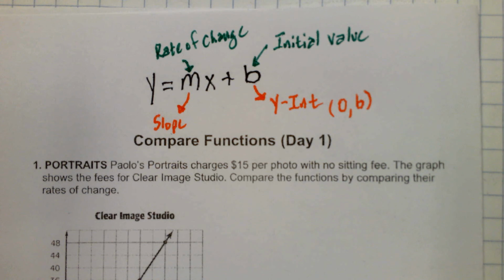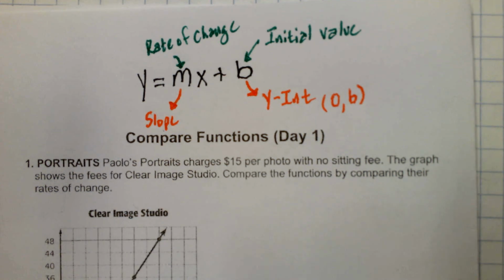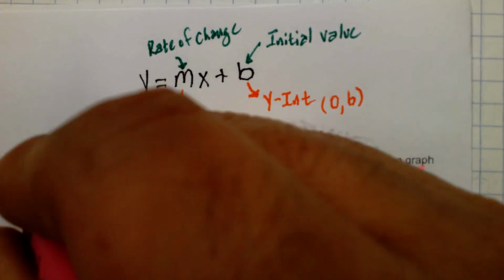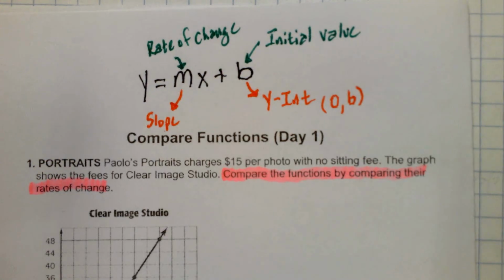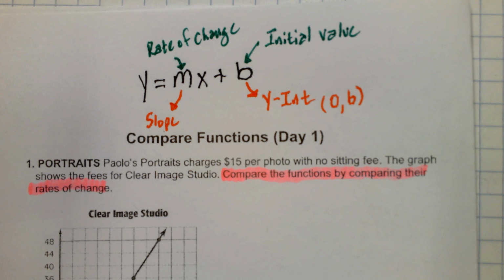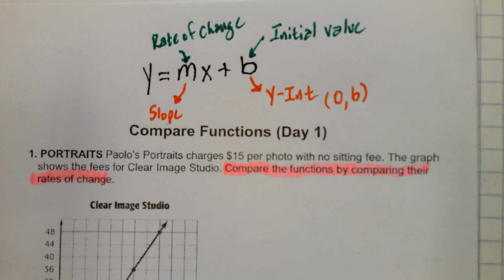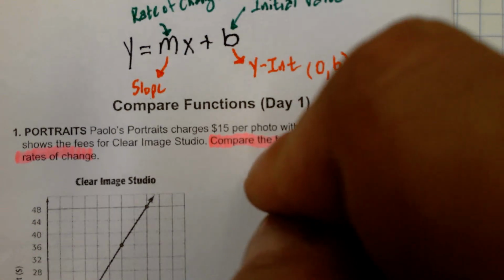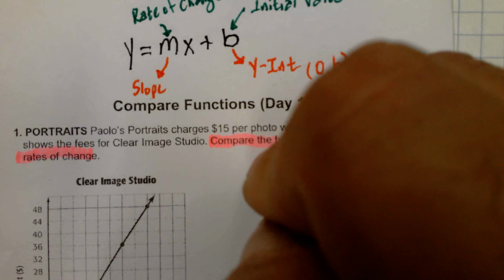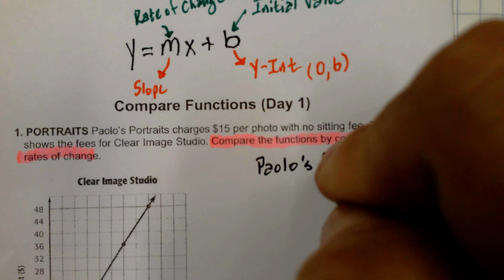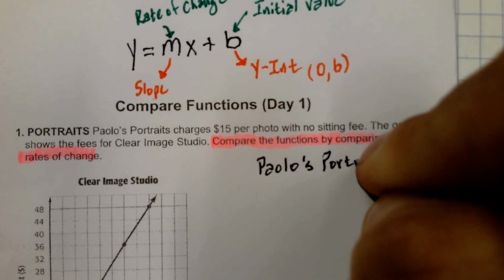So let me highlight that. So what we're wanting to do is look at the rate of change for each of these situations. Okay? So we have Clear Image, and then let's write Paulo's Studio in the next part. Give me a second. So over here, we'll write the information for Paulo's. Paulo's Portraits.